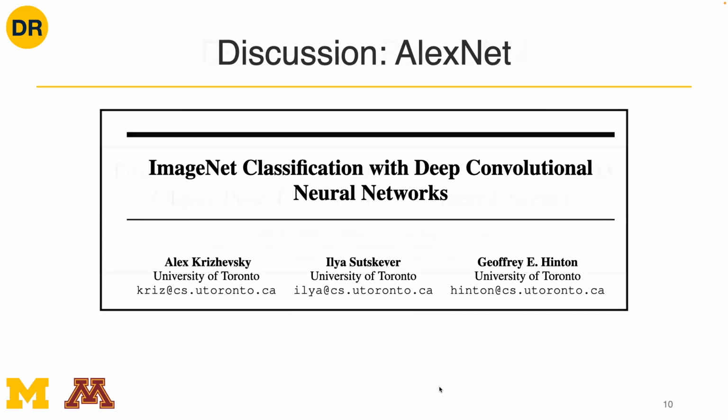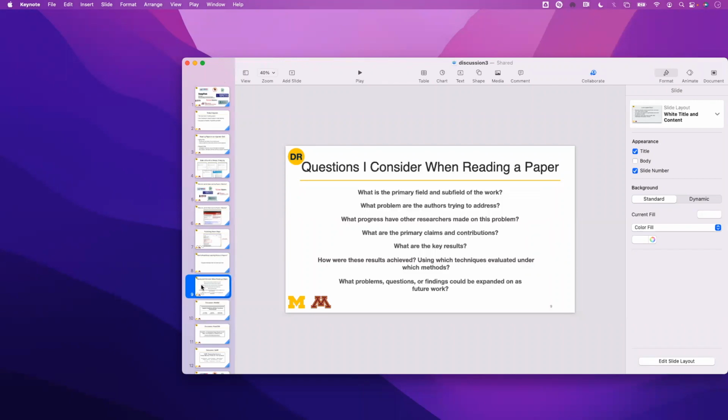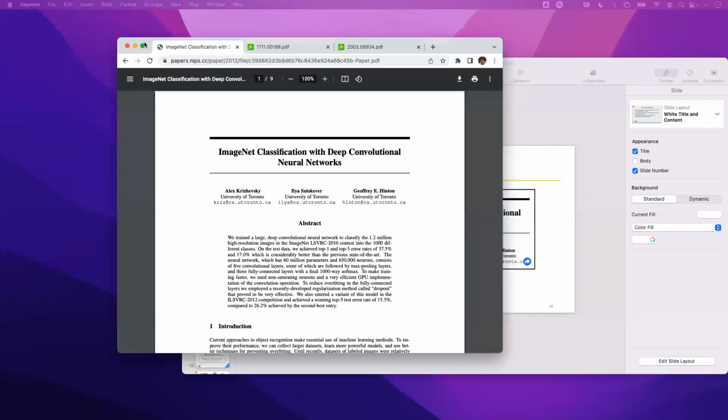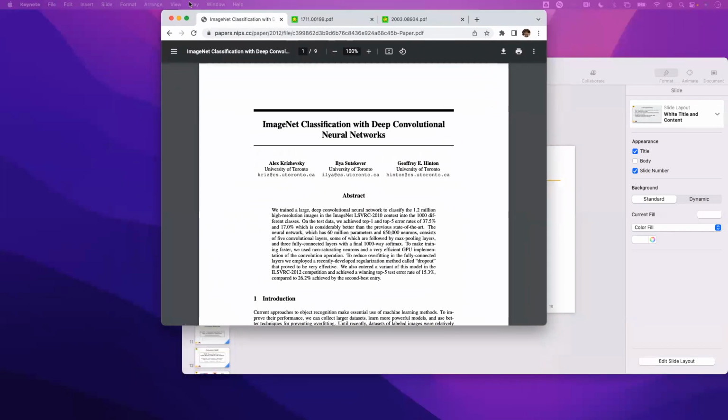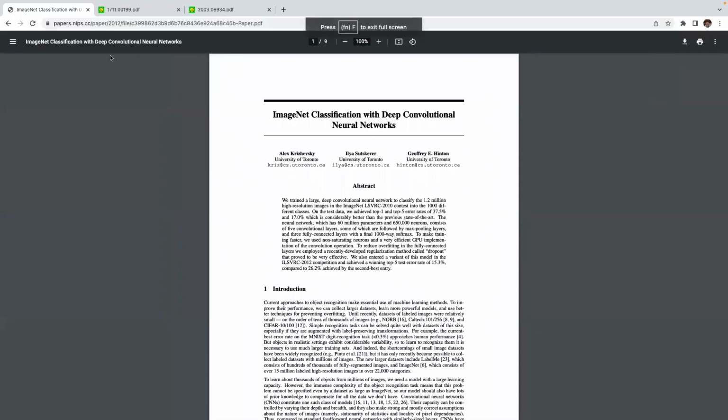So let's see. If I exit out of here, let's look at AlexNet. Yeah. The link is up on the website under today's discussion and also embedded in the slides. If you click on that, you'll have a link directly to the paper. So here I've got the paper. This was a conference paper, and I want to say it was NIPS.